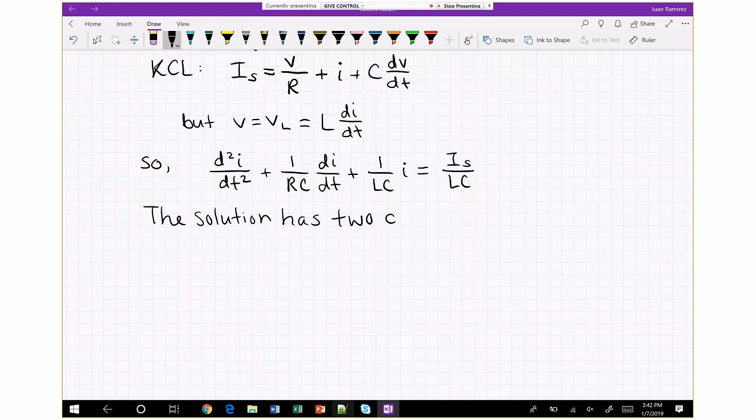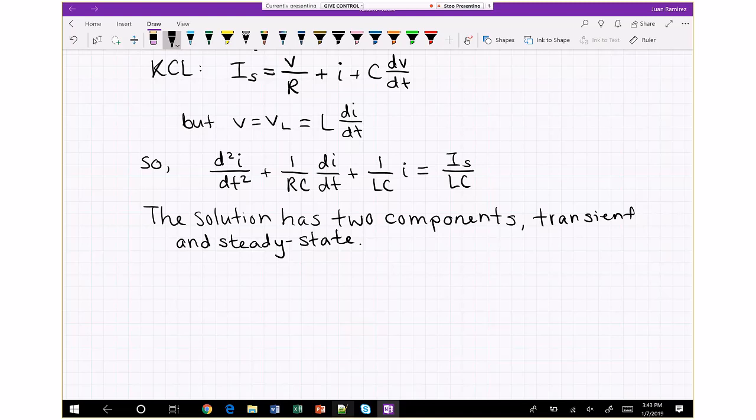So again, the solution has two components. We spoke about those components for the step response of the series RLC. The two are the transient and the steady state. And the transient includes the initial conditions as well. So based on however you want to think about it, you could say it has three components, which is kind of what we would say for first order circuits.